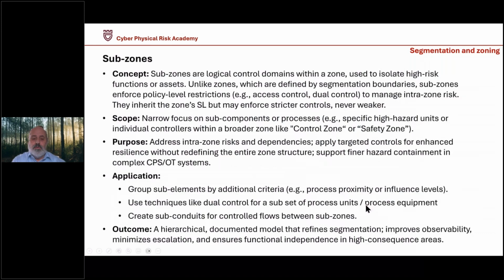So we also have subzones, and subzones are a logical domain, where zones have very clear boundaries where we can filter access and monitor access. Subzones are very often policy-based restrictions. So I'll give you an example.